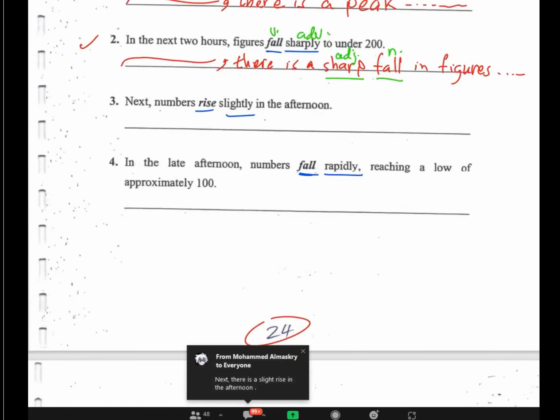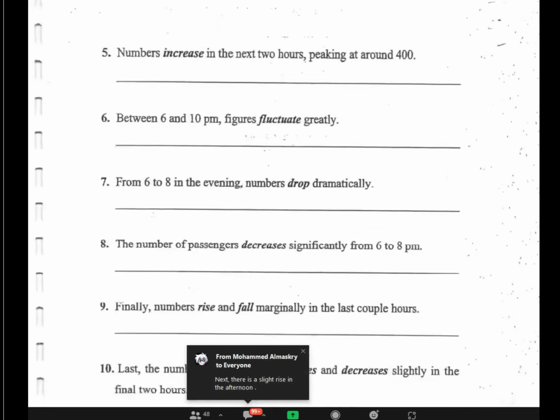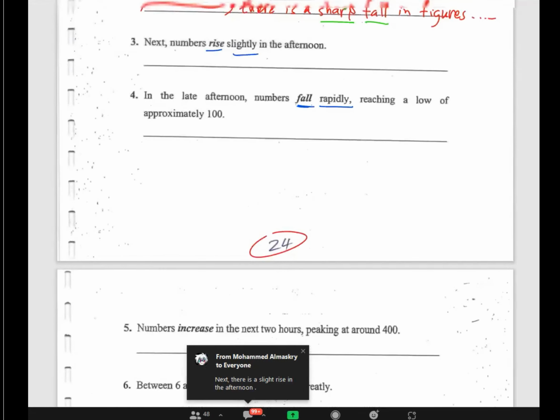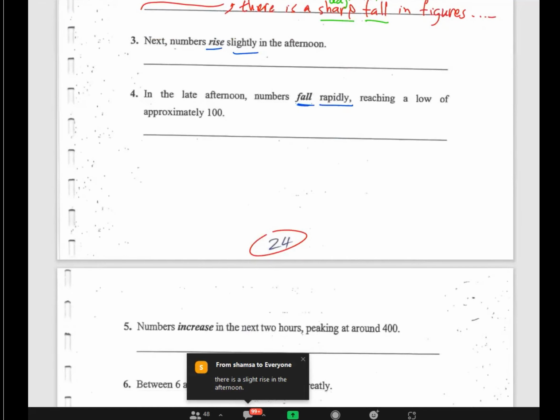Now complete the other sentences. I'll give you time. Number 3, 4, 5, till number 10. Okay? Do them all, then we will discuss.